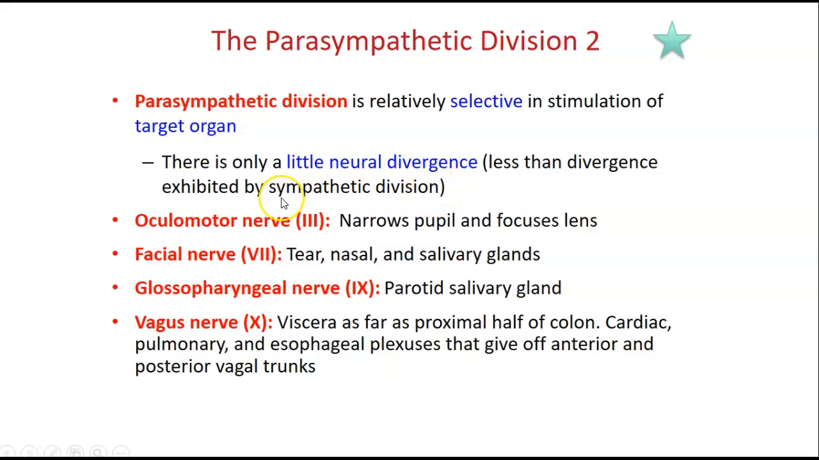The nerves controlled by the parasympathetic division are listed here. The oculomotor nerve controls the eye movement. The facial nerve controls facial expression, especially the tear, nasal, and salivary glands. The glossopharyngeal nerve controls the salivary gland. The vagus nerve controls the visceral organs such as the colon. It also controls the cardiac, pulmonary, and esophageal plexus.